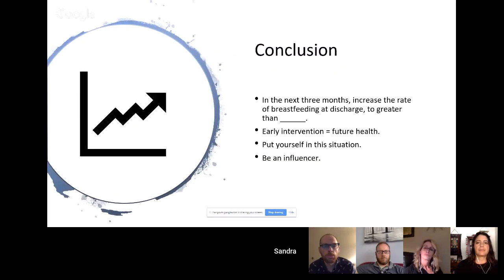So my vision in the next 3 months is to increase the rate of breastfeeding at discharge to greater than 70%. Early intervention of breastfeeding will have a lasting impact on the future of self and healthcare in general. Imagine yourself being this patient that is needing compassionate help from qualified nurses. How would you achieve this? Be an influencer, not a downer, to bring quality healthcare to patients.